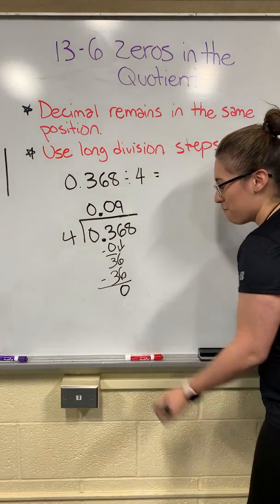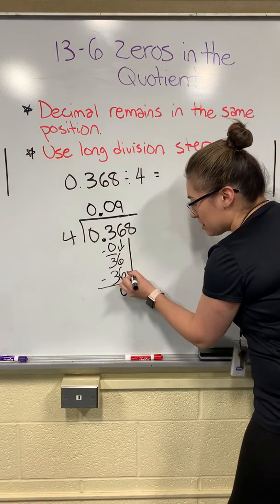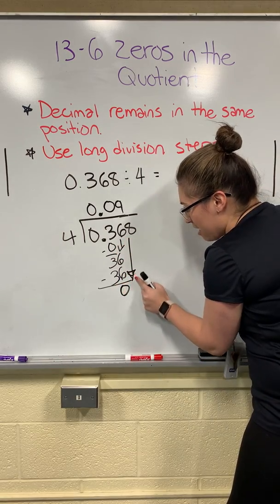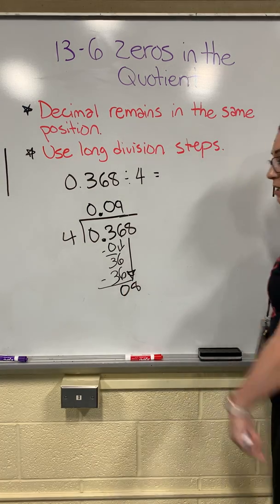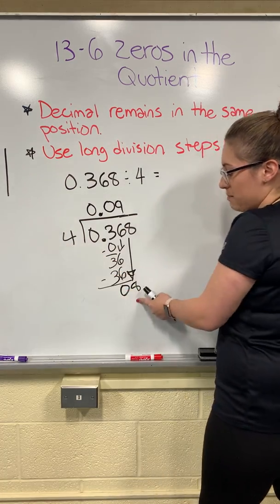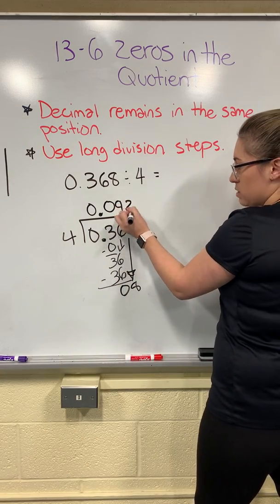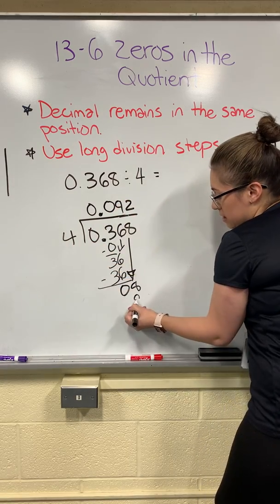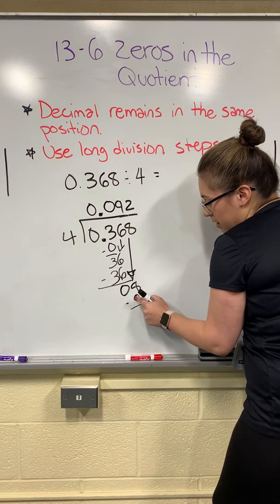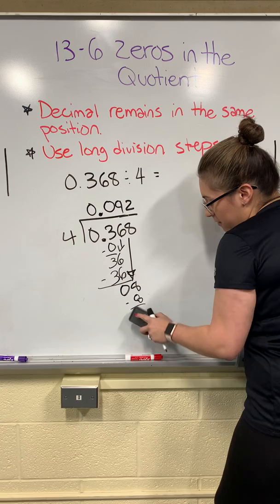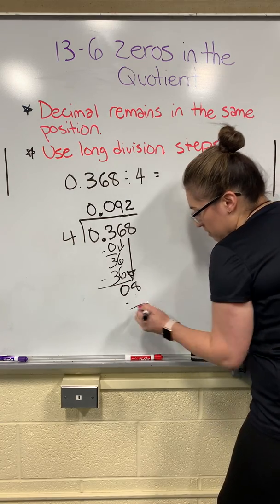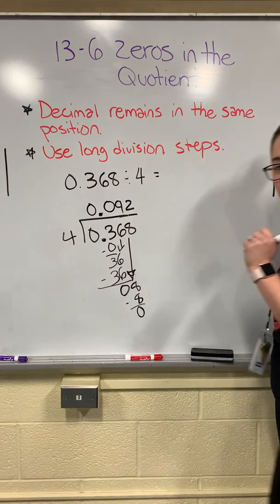All right, so 9 times 4 is 36. So we have 0 there. And we're going to bring down our next number, 8. Okay? And now I'm going to start the process all over again. So how many times does 4 go into 8? 2 times. 4 times 2 is 8. And we have 0.